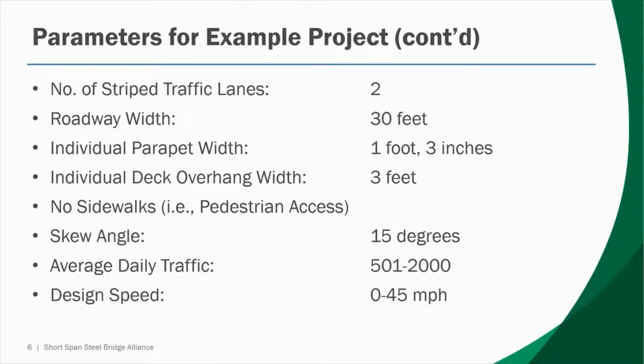We'll assume a 15-degree skew angle. We'll assume average daily traffic somewhere between 501 and 2,000 vehicles per day. And we'll assume a design speed anywhere from 0 to 45 miles per hour.